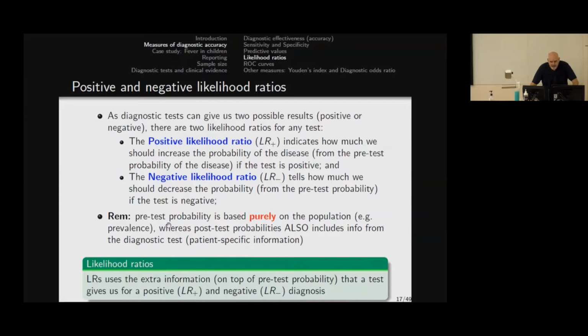And just remember, the pre-test probability, prevalence, is based purely on the population, not on your patient-specific information. Whereas a post-test probability also includes the information from the diagnostic test, as represented by a bunch of biomarkers or your gender or race or whatever might tell us something about whether you're likely to have the disease. So likelihood ratios use the extra information on top of pre-test probability that a test gives us to calculate these positive and negative likelihood ratios.